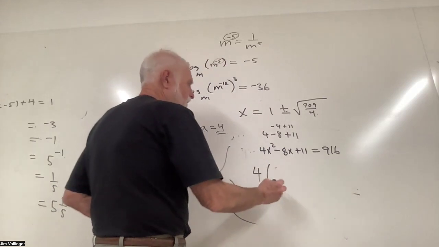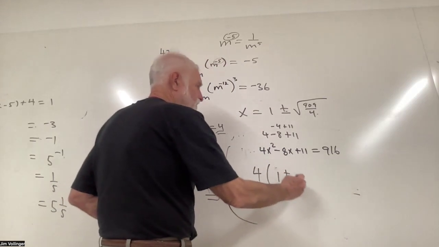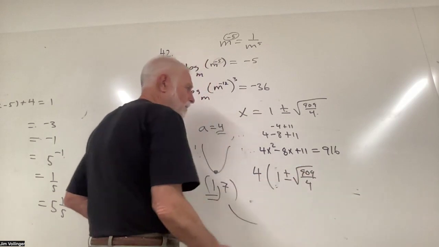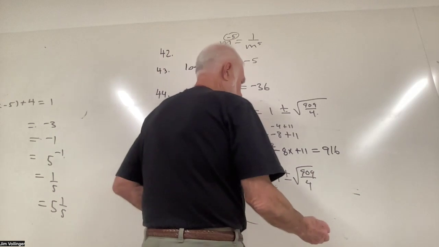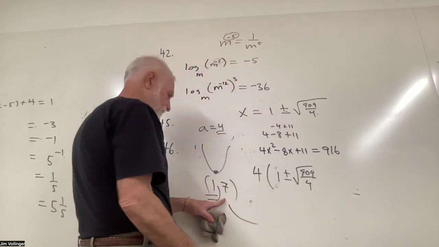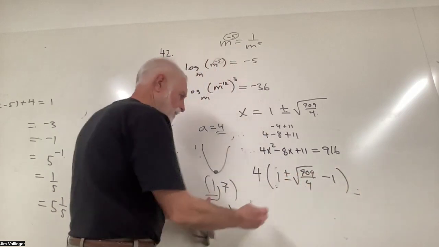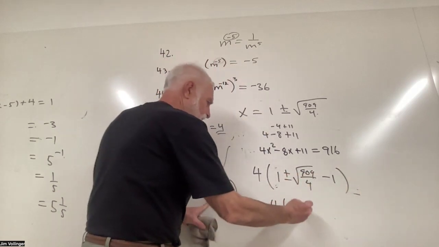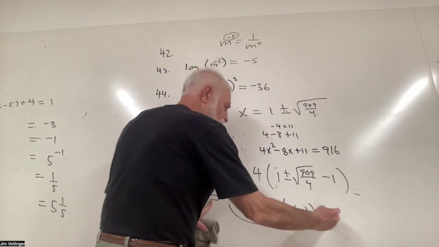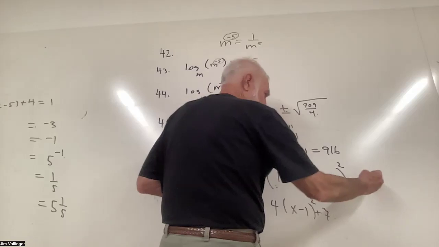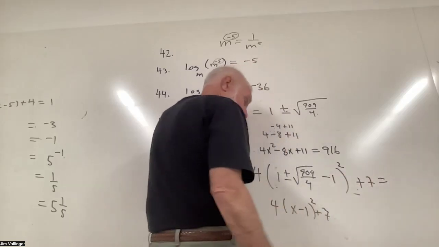4 times the quantity 1 plus or minus the square root of 909 divided by 4, minus 1, right? Because I could have written this as 4 times x minus 1 plus 7, squared, right? So I've got to square this. I've got to add 7, and I've got to see if that equals 916.